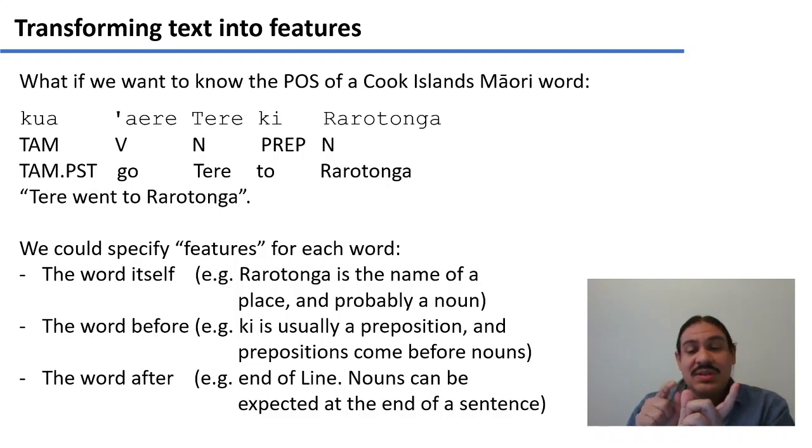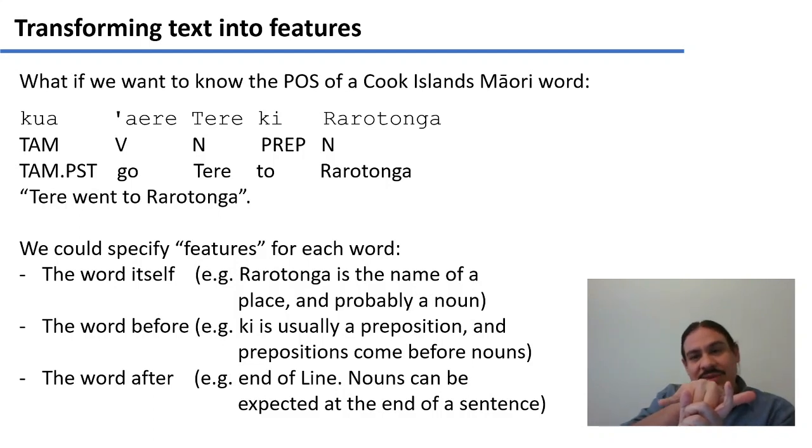We could use a feature for the word after. For example, Rarotonga is at the end of the line. So we could use just a marker that says end of line. Then the computer could learn a pattern like nouns are usually followed by the end of the line. So maybe if I see the end of the line, this is going to be a noun.